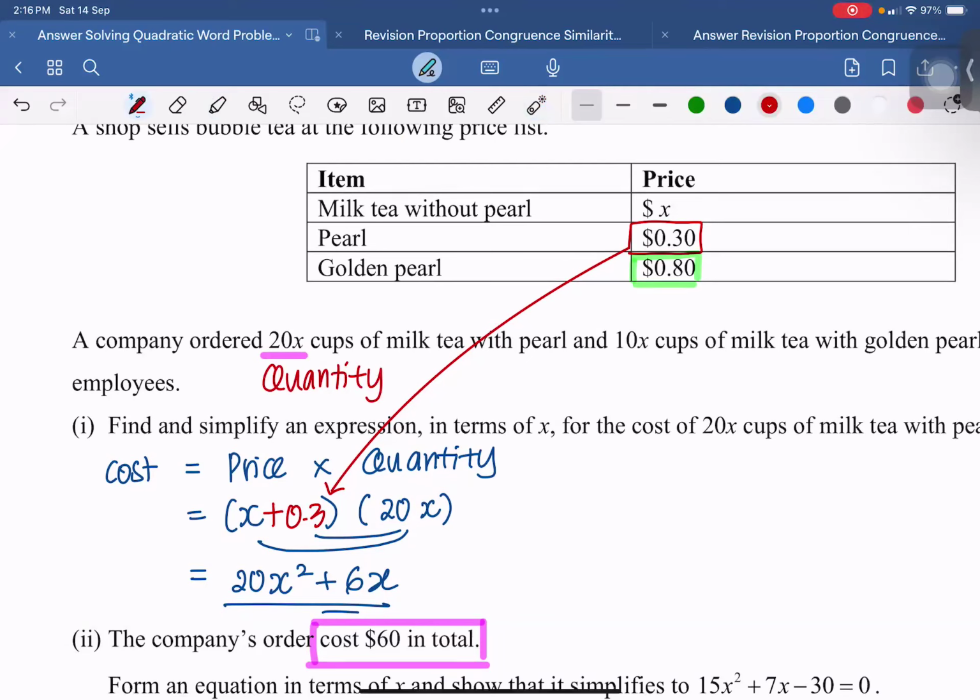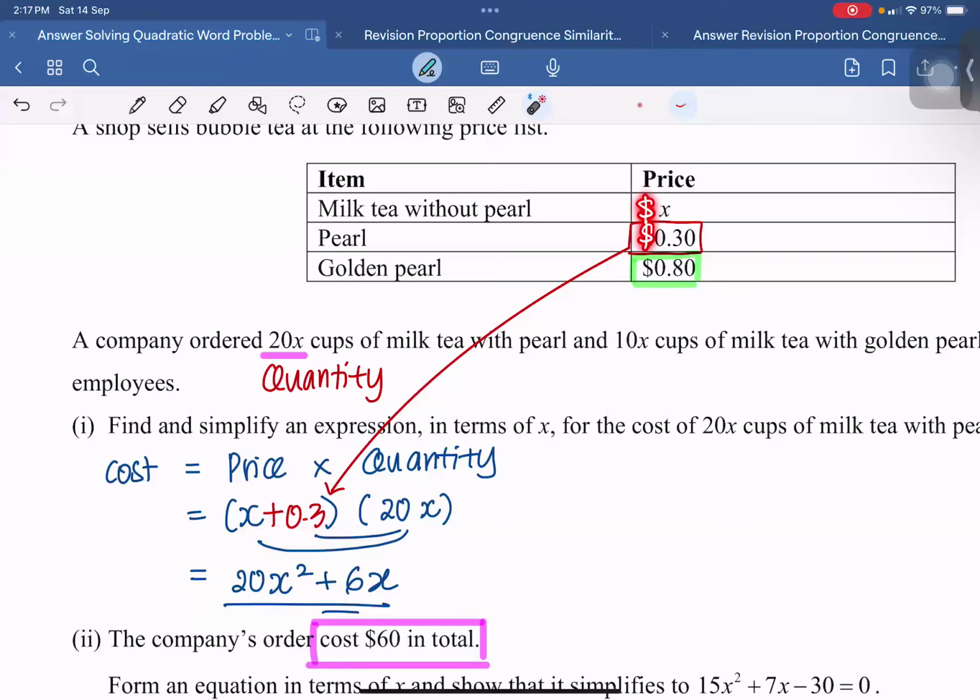And the one with pearl is milk tea with pearl. What is the price for milk tea with pearl? The price of milk tea is X. I add pearl, another 30 cents. So my price is X plus 0.3. Not X plus 30, but X plus 0.3, because everything is in dollars.